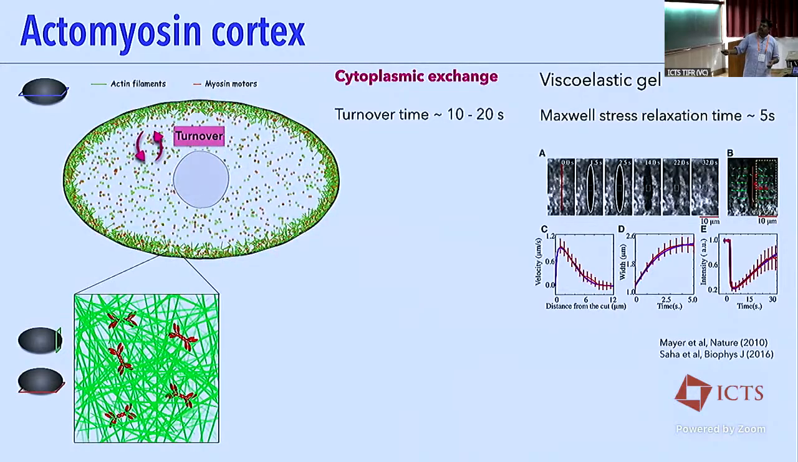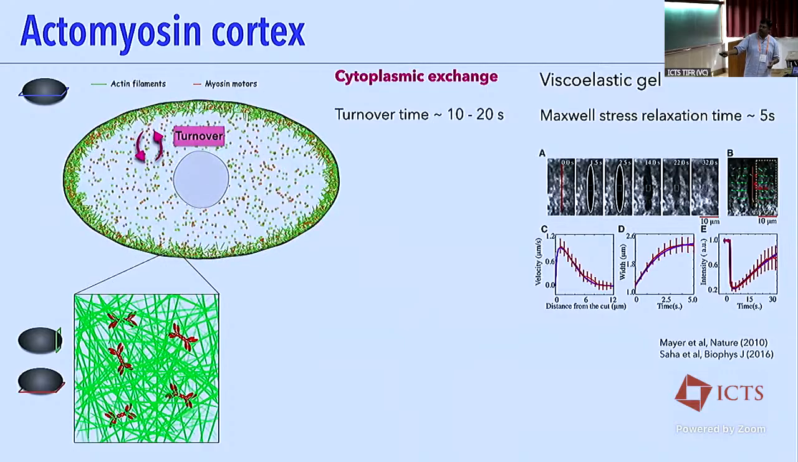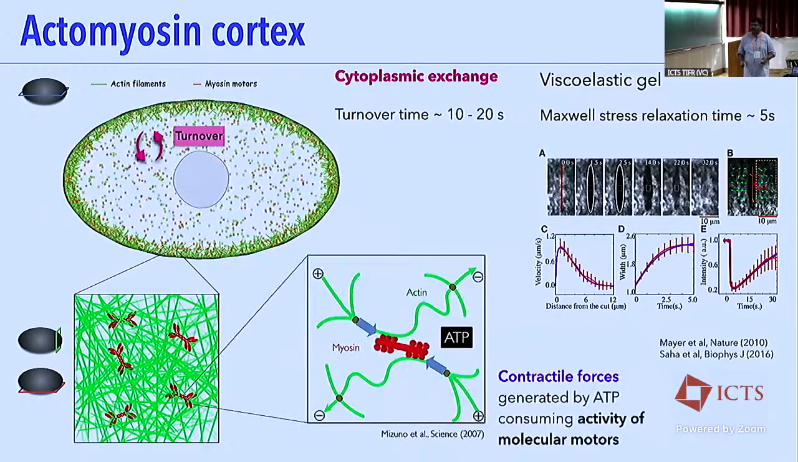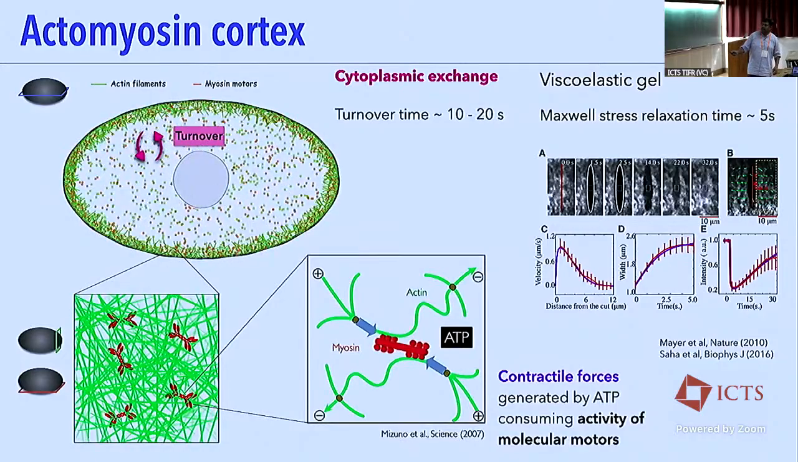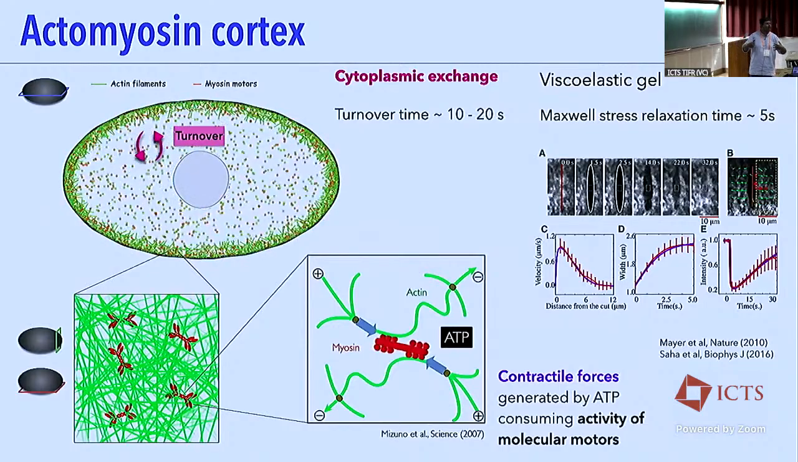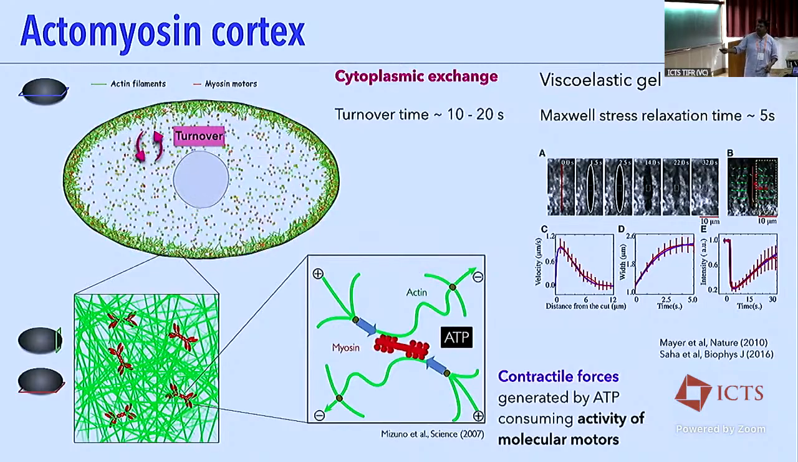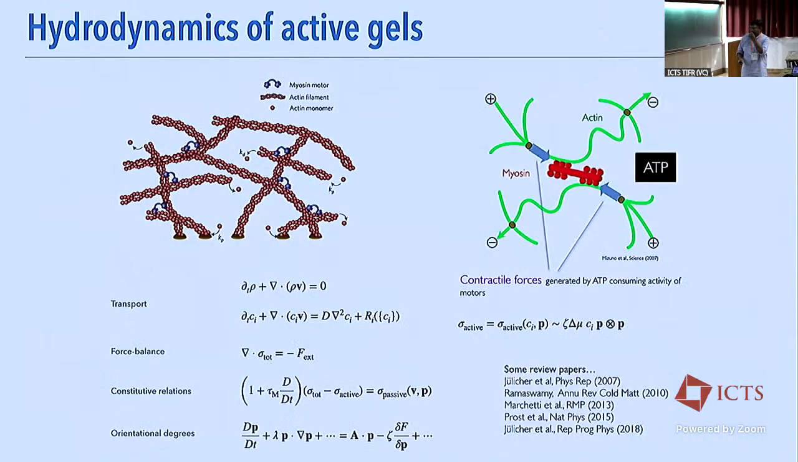So the cortex is throughout the periphery of the cell. Whatever direction you look, you'll see a meshwork of polymeric filaments. But like I said, the thing that makes it active is the fact that there are myosin motors consuming ATP and tugging on the actin filaments. A coarse-grained description of this is the active stresses that I want to introduce. Okay, this is just a summary. I'll go through them one by one.